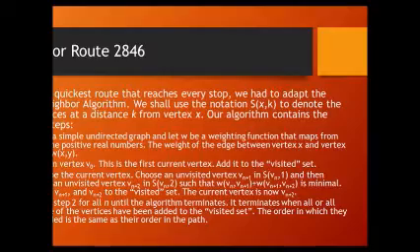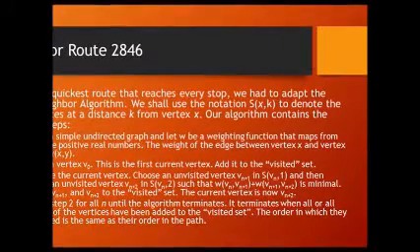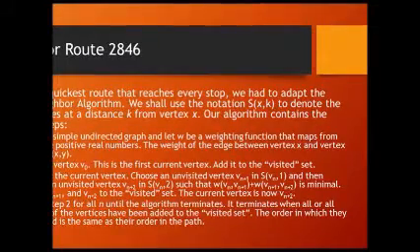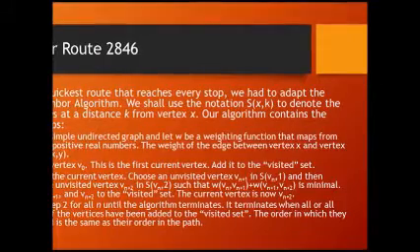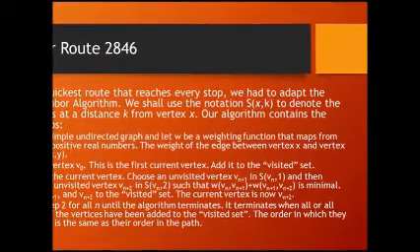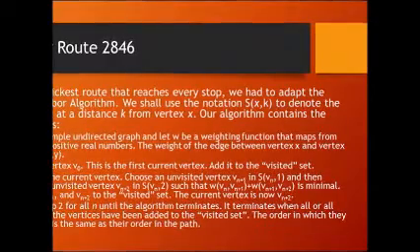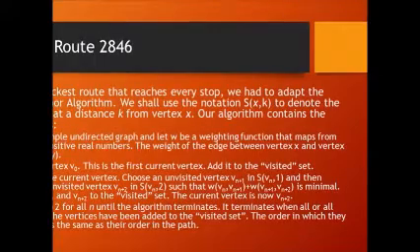Repeat step 2 for all n until the algorithm terminates. The algorithm terminates when all or all but one of the vertices have been added to the visited set. The order in which they are added is the same as their order in the path, and if there is one vertex left over, add that in as the last vertex.